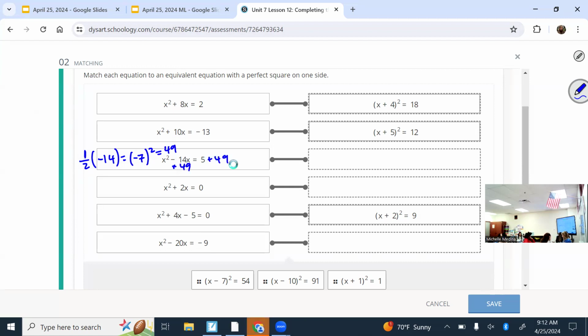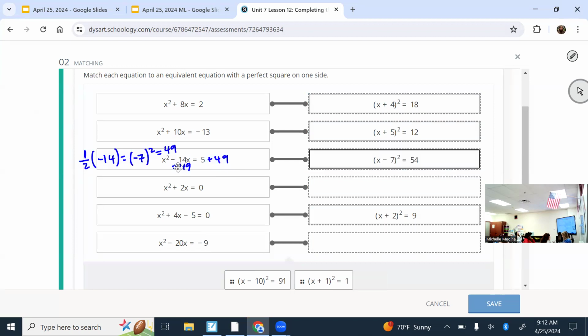So then on the right side, that seems to be the easiest to figure out which answer goes here because they're all different on the right side. But 5 plus 49 is 54. All right, but regardless, you would still factor this left side, looking for 2 numbers that multiply to 49 but add to -14, and that's where the -7 comes from.